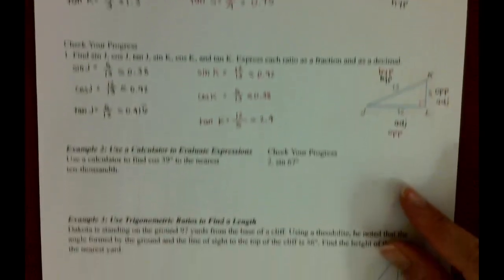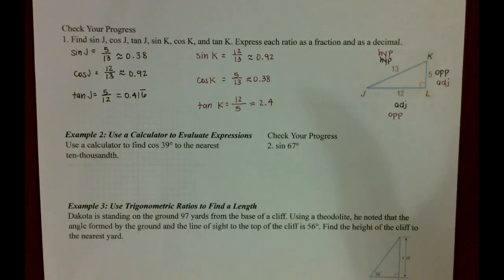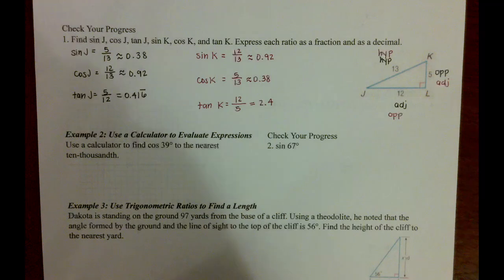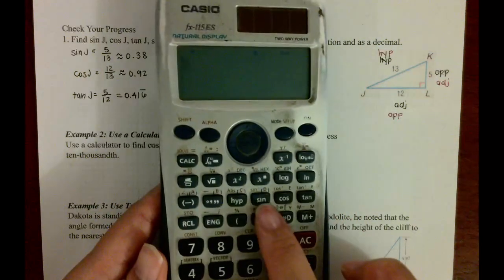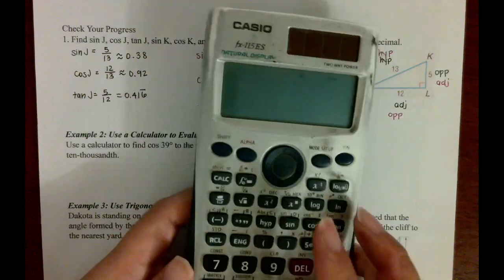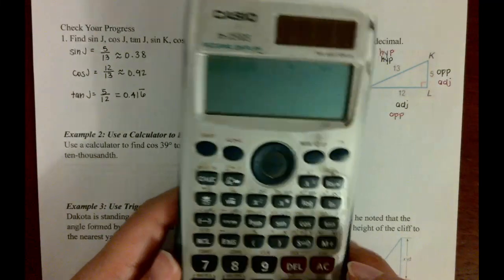So example 2 here, you're just using a calculator, shouldn't be that hard. Here, if you look at your calculator, you should look for the sine, cosine, and tangent button. So mine is here, sine, cosine, tangent. And here, it's just asking to find cosine of 39.